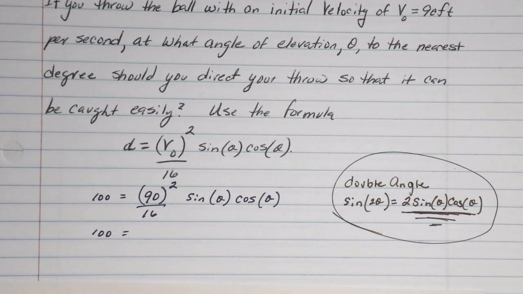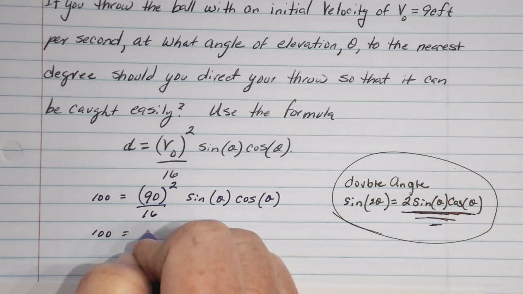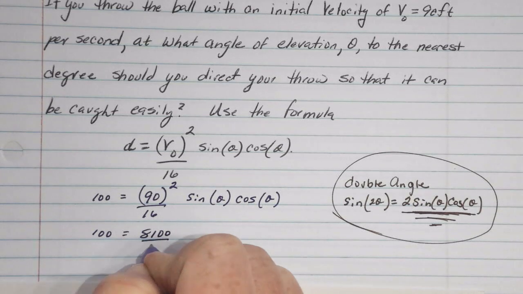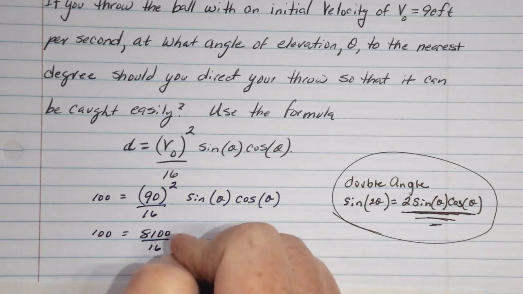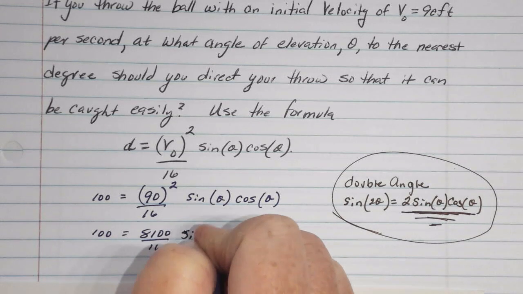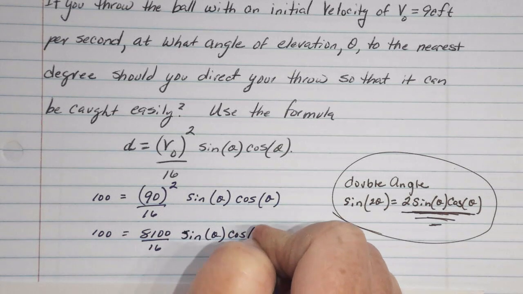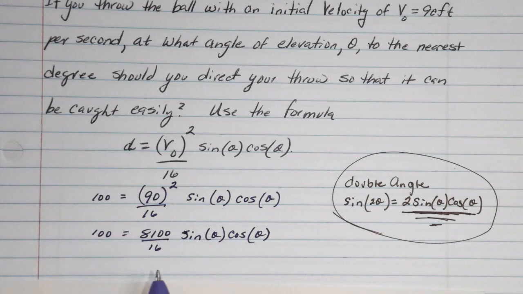Make sure you square first. So 90 squared. 9 squared is 81, so therefore 90 squared is going to be 8100 over 16 sine theta cosine theta. We want to make sure that we just have a 2 here for the ease of substitution. You don't have to do it that way. You could go ahead and solve for just sine theta cosine theta, but it makes it a little bit easier, so I think I'm going to do that.